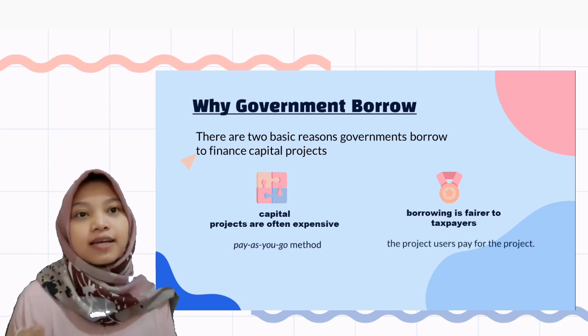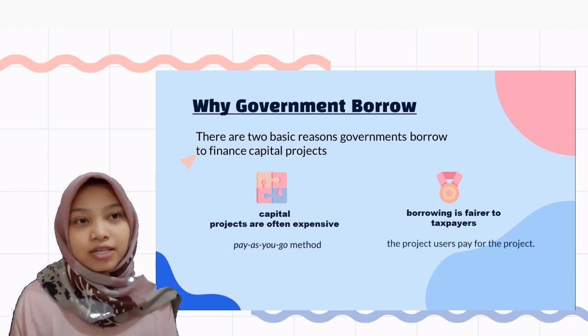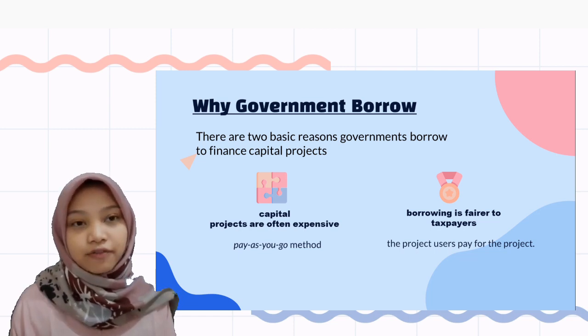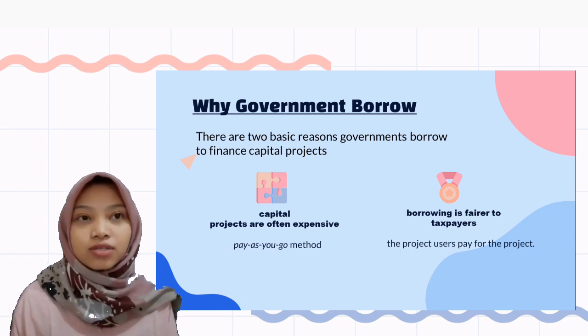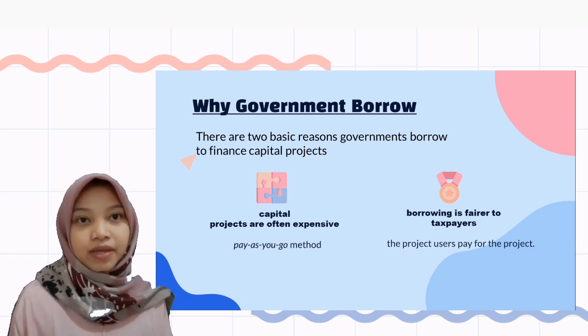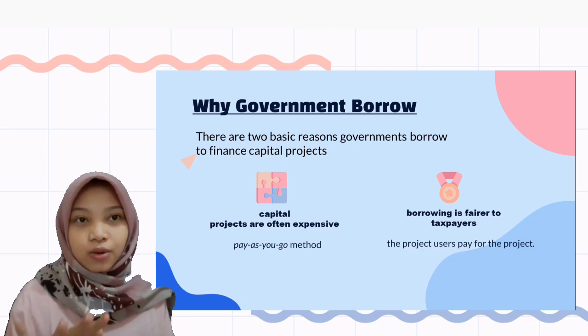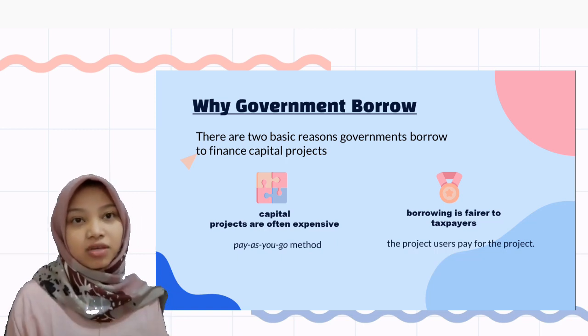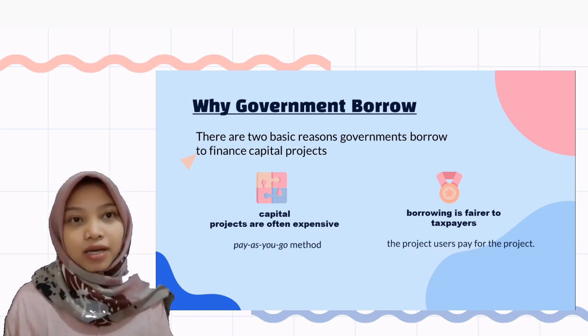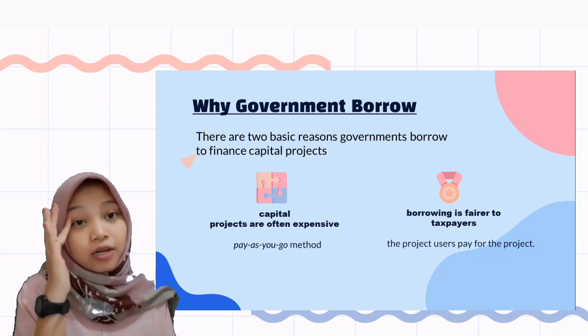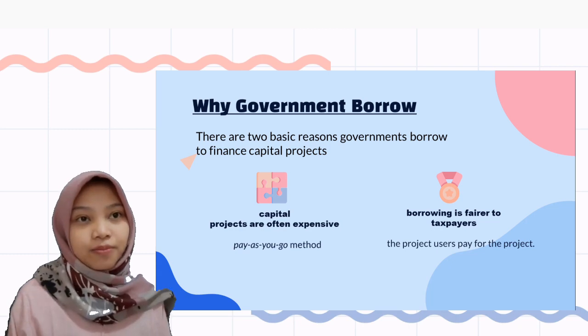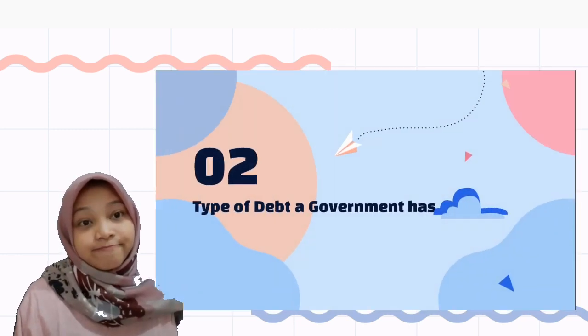And the second, and more important, borrowing is related to taxpayers. If the government pays for a project from its existing financial reserve, which was collected from taxpayers in the past, and this project will only be completed in the coming years, then these taxpayers cannot stay or live to enjoy this project. In other words, the project users should pay for the projects.